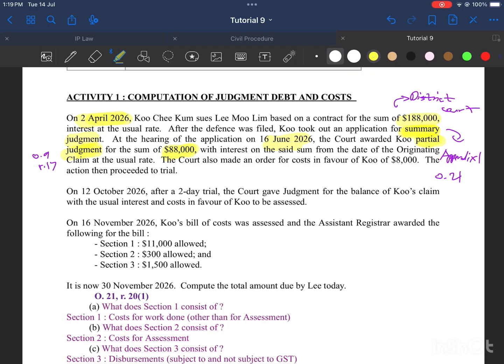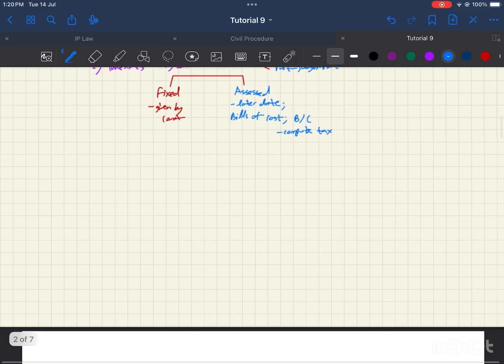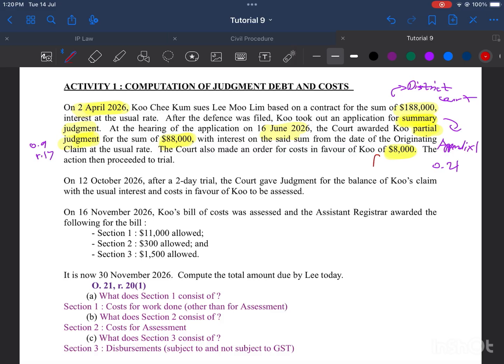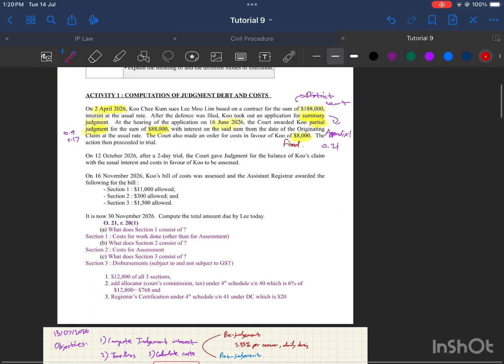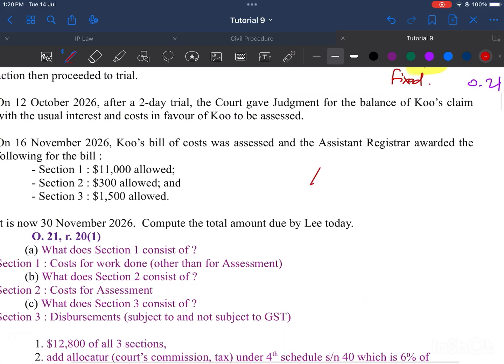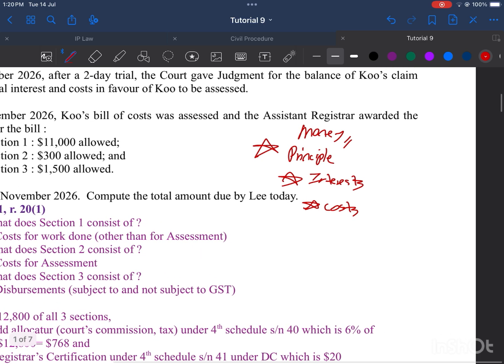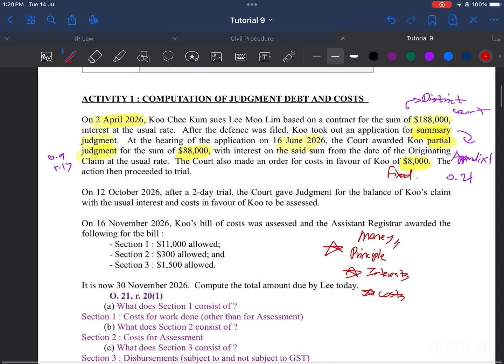Sum of $88,000 with interest on the said sum. The court also made an order for cost in favor of the claimant of $8,000. And what kind of cost is this? That's right. It's fixed cost. All right. And another caveat you've got to remember is whenever there's money involved, there are three things. First is the principal, aka the amount you're trying to claim. Second is interest. And lastly is cost. And these are the three things that we're going to be calculating today for both judgments.